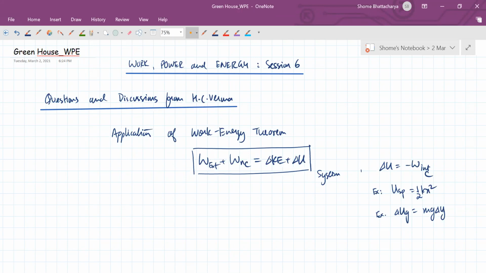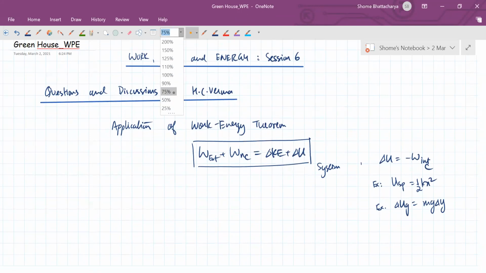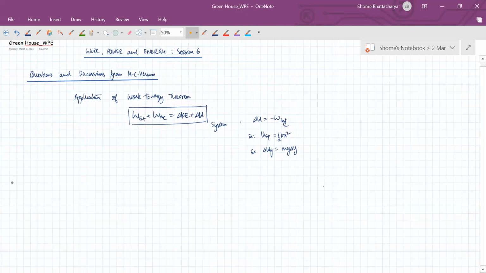So in the last session, we have discussed somewhere up to question number 19 or so. So let's move ahead and discuss question number 21 next. Just go through question number 21's language. I'll put it up on the board and try to figure out how we can use work energy to solve it over here.